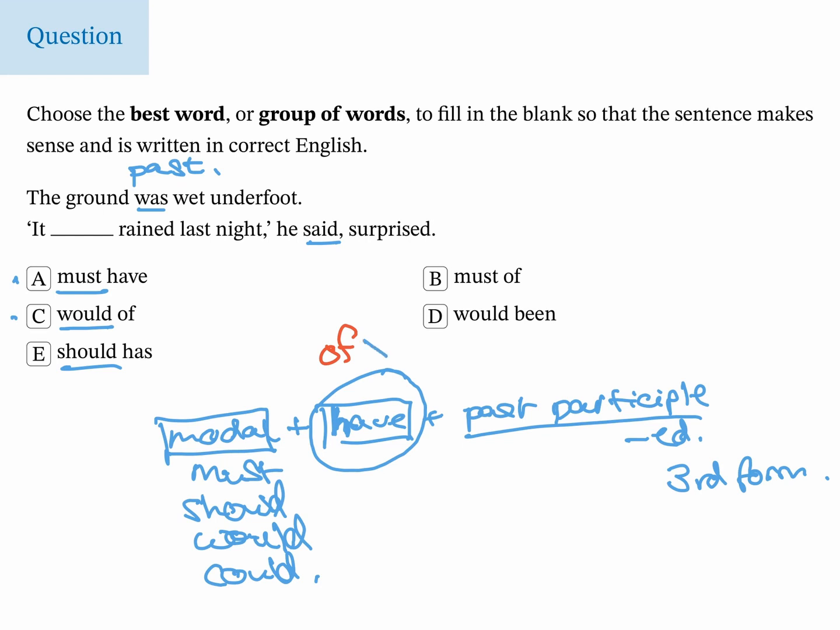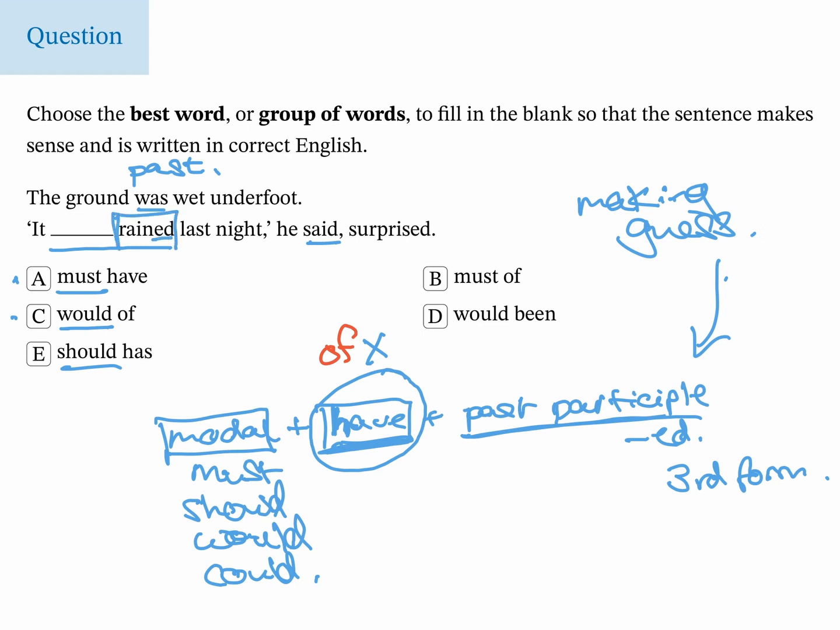So when you have this pattern and you know that someone is making a guess about the past, we want to always use this. The modal, must, should, could, would, have, doesn't change. And then the third form of the verb. So we just need these two parts, the modal and have. Here we do not have. Here we do not have. Here we do not have. And here also there is no have. So the correct option is A. It must have rained last night. He's making a guess using this correct pattern.